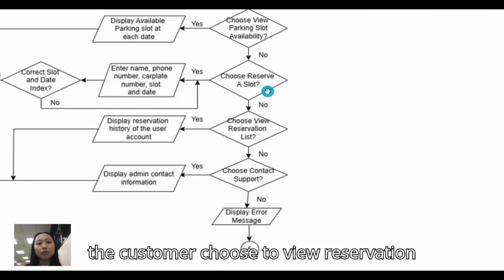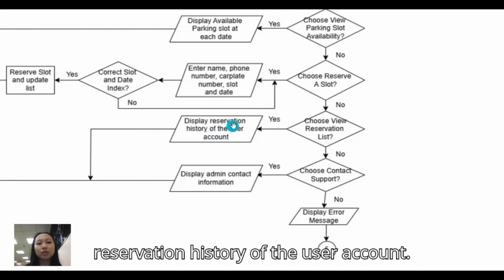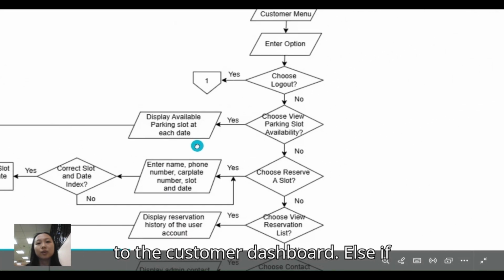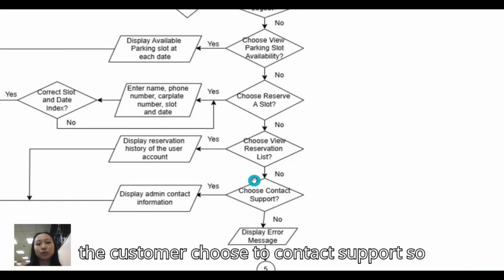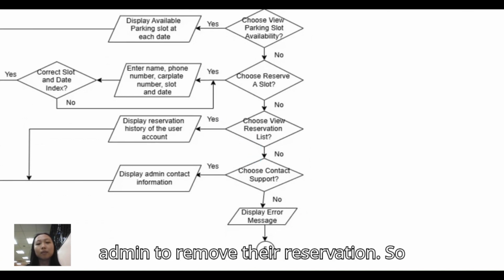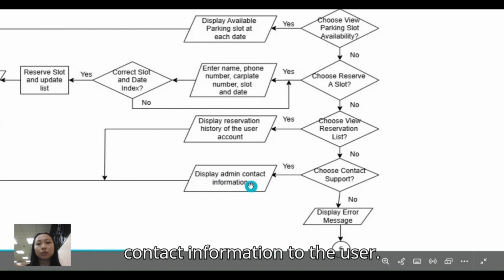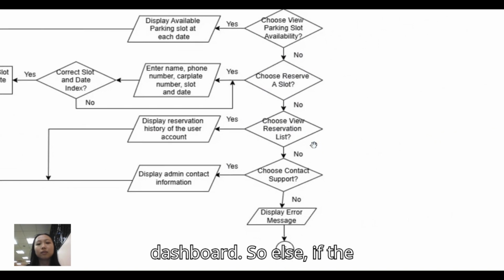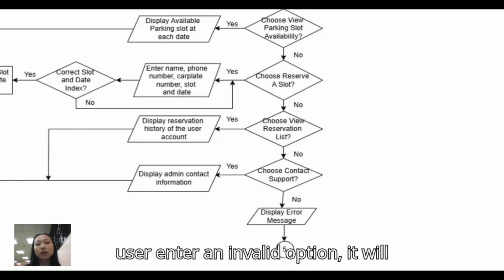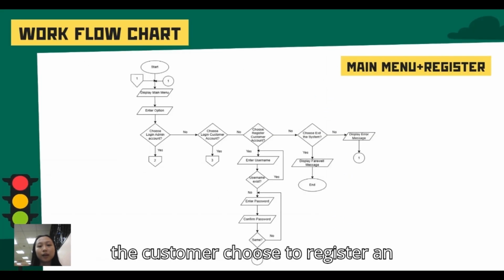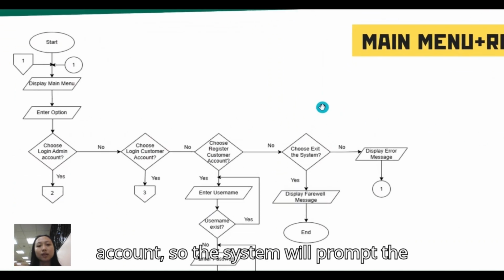Else, if the customer chooses to view the reservation list, the system will display the reservation history of the user account. And then back to the on-page connector 5, which is back to the customer dashboard. Else, if the customer chooses to contact support, since the customer cannot remove his or her reservation, they need to contact the admin to remove their reservation. So this function displays the admin contact information to the user. And then it will go back to the customer dashboard. Else, if the user enters an invalid option, it will display an error message and prompt the user to enter the option again.